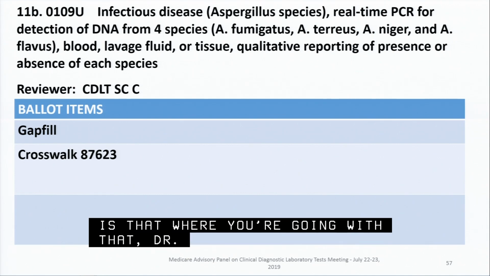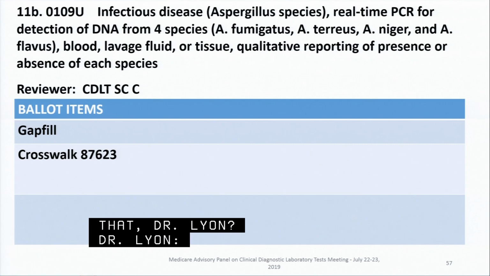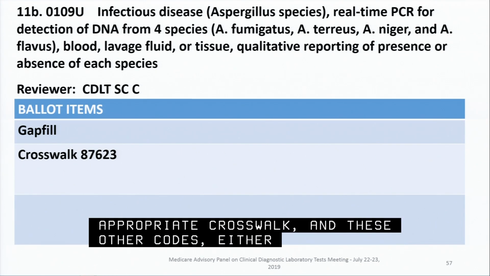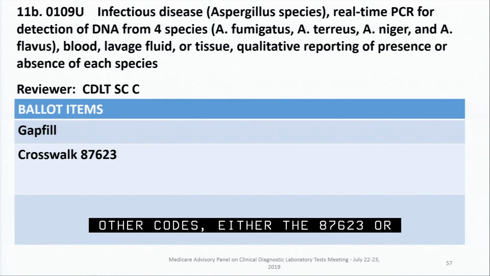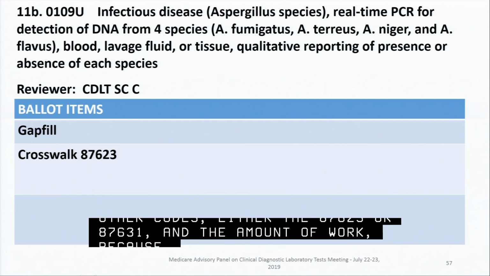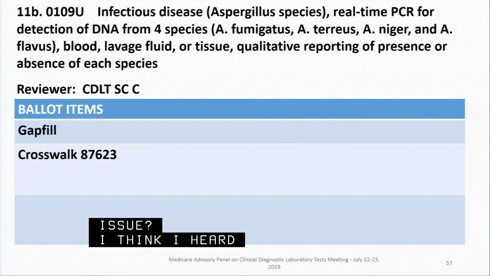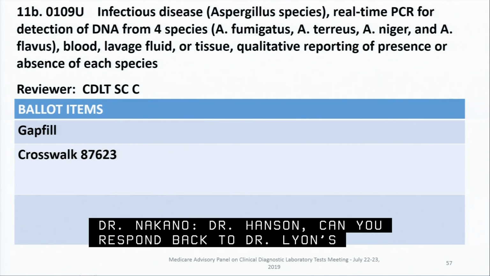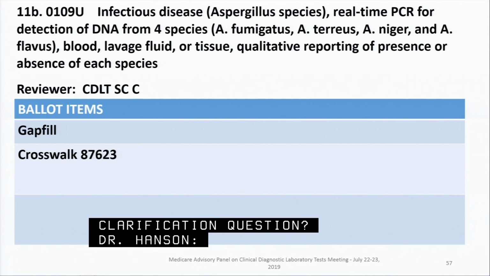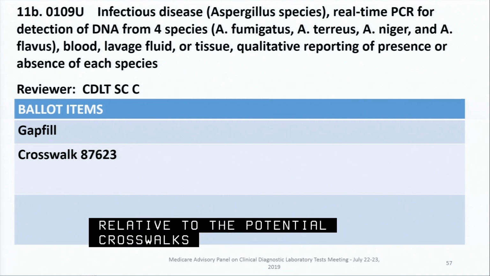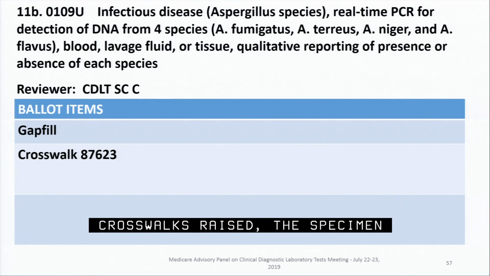Yes, so my question was, is there an appropriate crosswalk to these other codes, either the 87623 or the 87631, and the amount of work, because of the difference in specimen types, is that an issue? I think I heard Kim saying that it was. So Dr. Hansen, can you respond back to Dr. Lyon's clarification question? Yes, I agree, Elaine. I do think relative to the potential crosswalk that was just raised, that the specimen type may make this test more complex with more resource upfront for nucleic acid extraction.